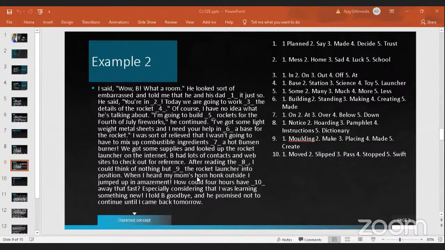After reading the instructions, I could think of nothing but placing the rocket launcher into position. Of what? Placing the rocket launcher in position. Placing. We place things in position.